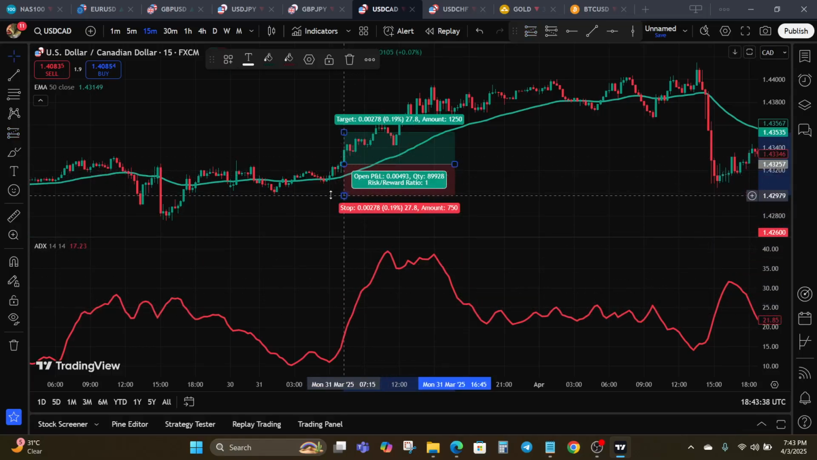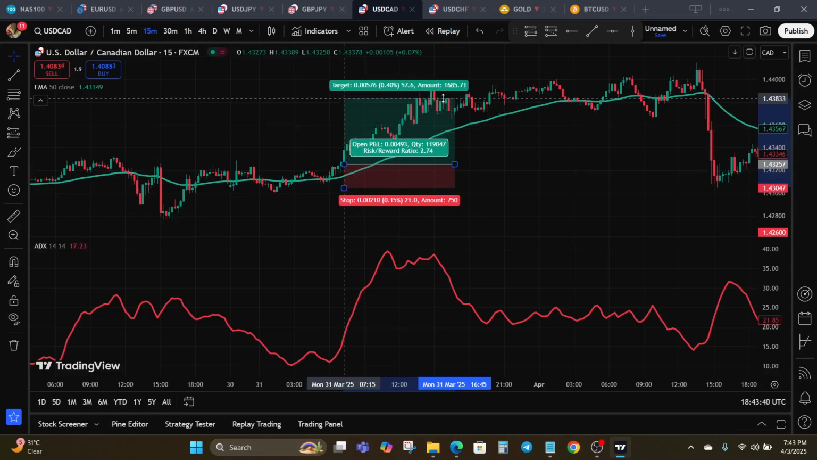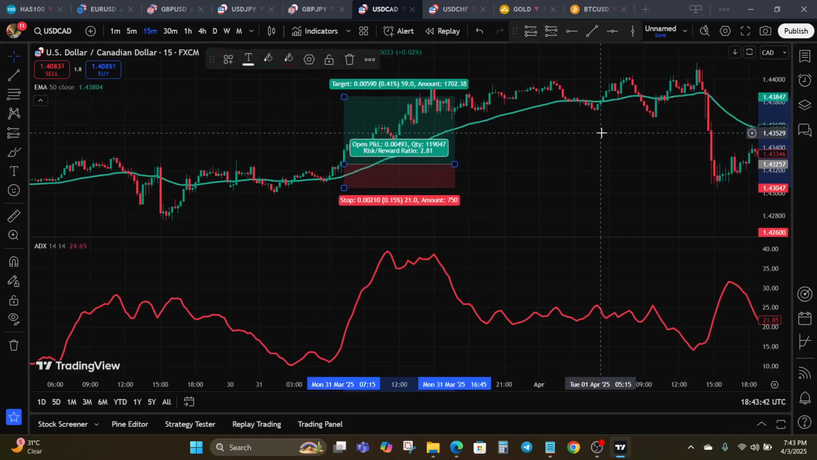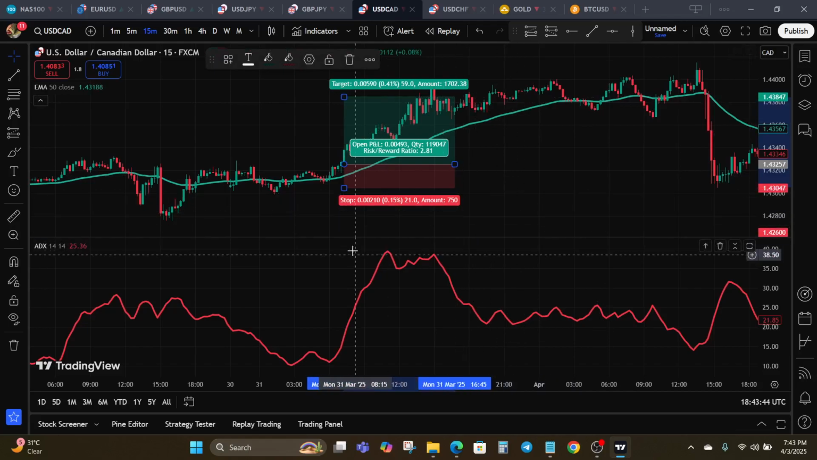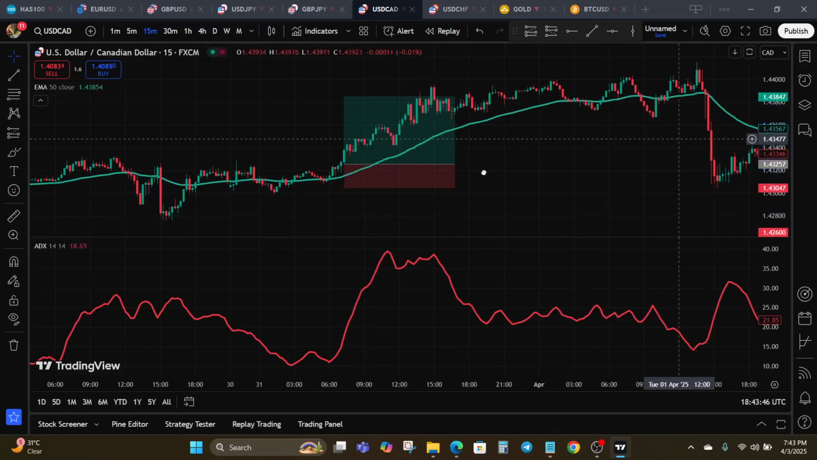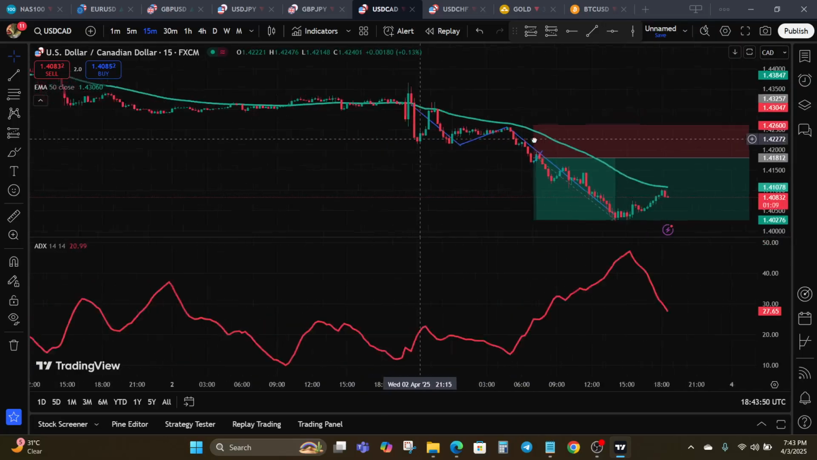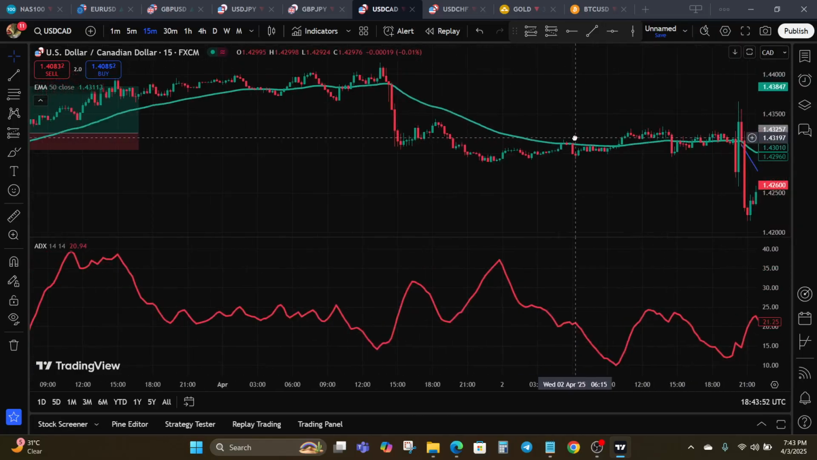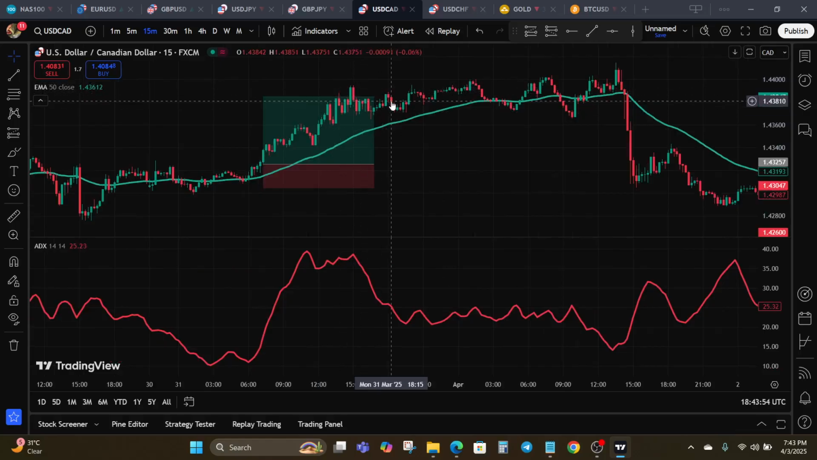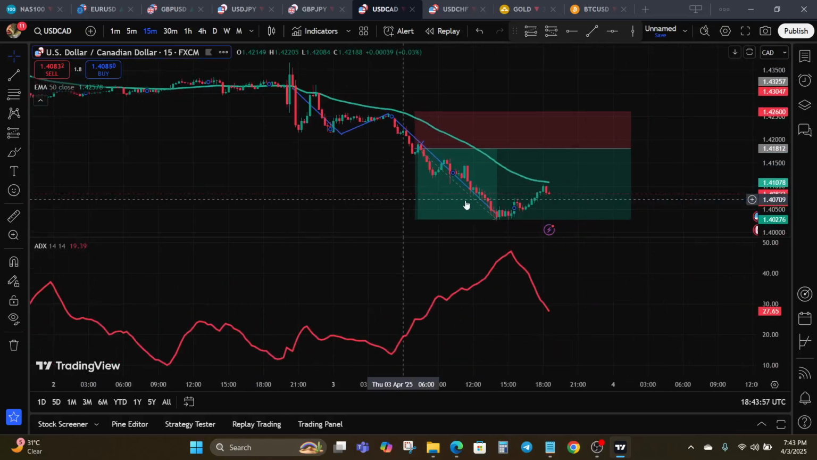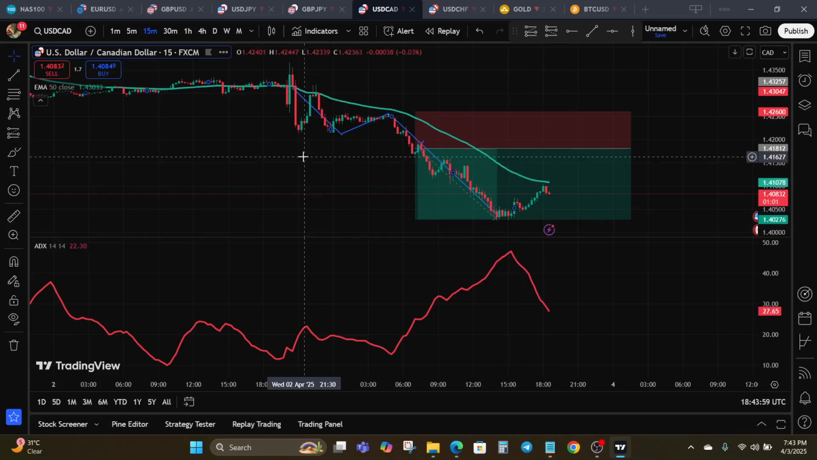Around here. Stop loss below the previous swing low. Take profits around key resistance zones or previous swing highs. So you place your stop loss below the previous swing low for a buy trade. Then for a sell trade, you place your stop loss above the previous swing high. All right. Then you take your profit at major resistance for a buy trade. Take your profit at major support for a sell trade based on the trend. Okay. It's very important.